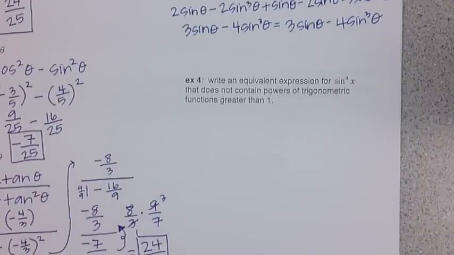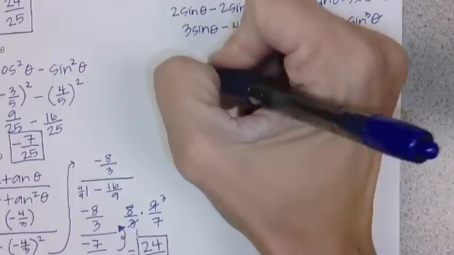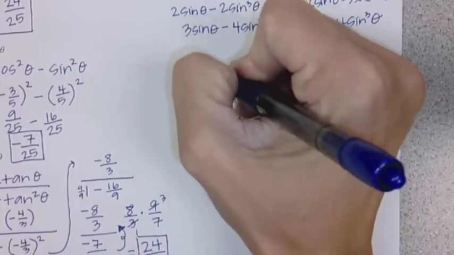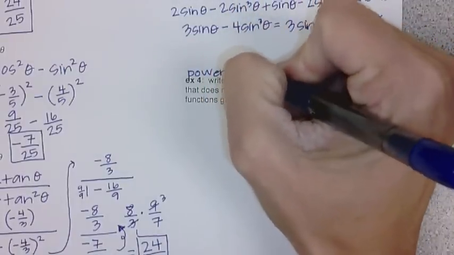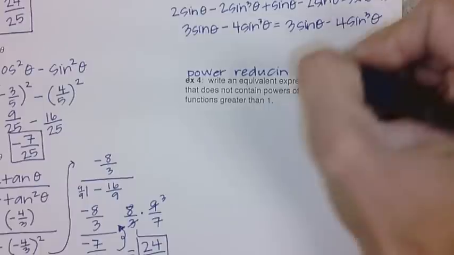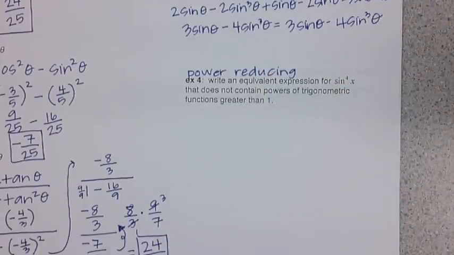Okay, now we're going to move on to example 4, and in example 4 we are going to be using our power reducing formulas. So a power reducing formula takes it from something to like the fourth power and reduces it down in powers to the second power, to the first power, etc.